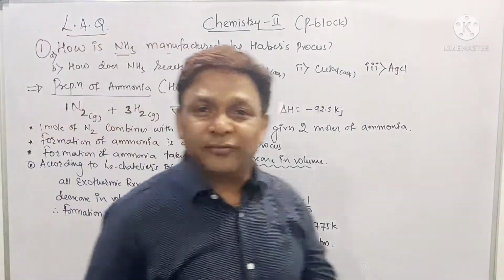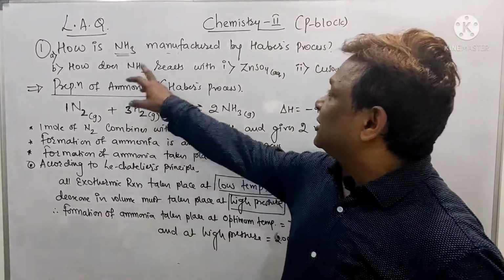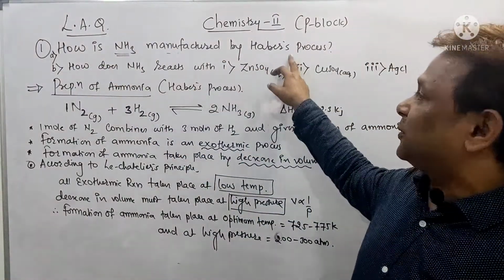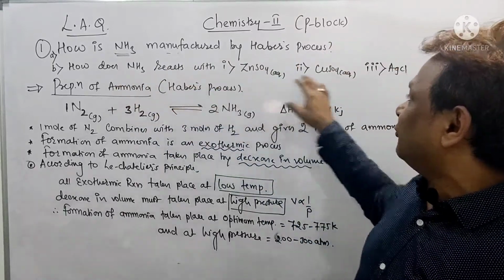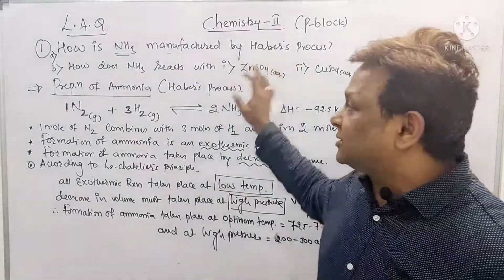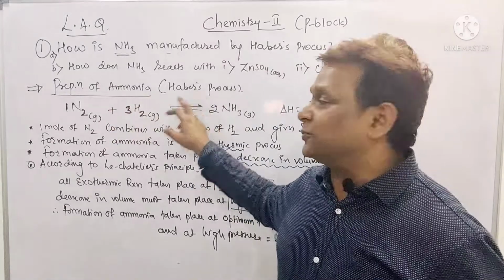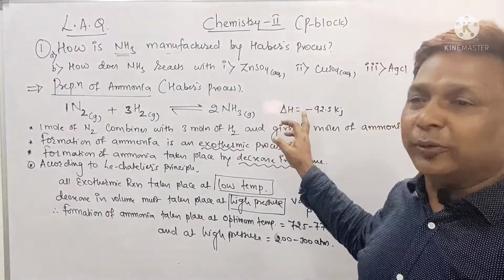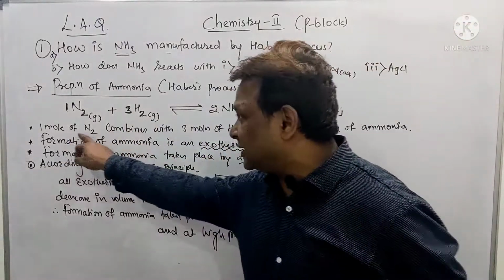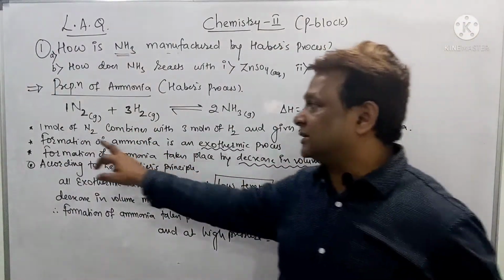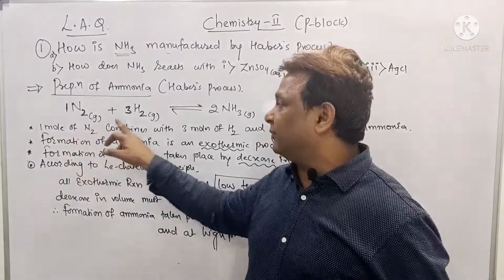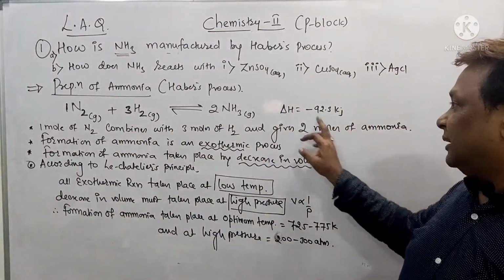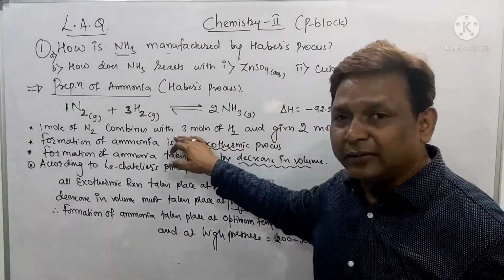So how do you score the first 4 marks? Because see, this question is asking for 8 marks. LAQ, beta: how is ammonia prepared by the Haber process, and how does the ammonia react with the following? For getting the 4 marks, first write down the preparation of ammonia by the Haber process, and this reaction, write down the delta H value, minus 92.3. And by seeing this reaction, please make one statement here clearly. What is that, beta? 1 mole of N2 combined with 3 moles of H2 gives rise to 2 moles of ammonia, and the delta H value. By writing this, you will get 1 mark.